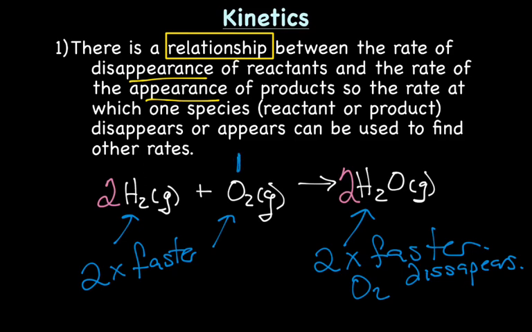For every 1 oxygen used, there are 2 hydrogens used. So the hydrogens are going to be used twice as fast as the oxygen, right? And for every 2 waters made, 1 oxygen is used, which means the water is going to appear twice as fast as oxygen disappears. And then if we want to compare the hydrogen and the water, it's a 1-to-1, right? For every 2 hydrogens, there are 2 waters, or for every 1 hydrogen molecule, there is 1 water produced. So there's definitely a relationship here between the rate of the disappearance of reactants and the rate of the appearance of products. All right, so that's the thought process.